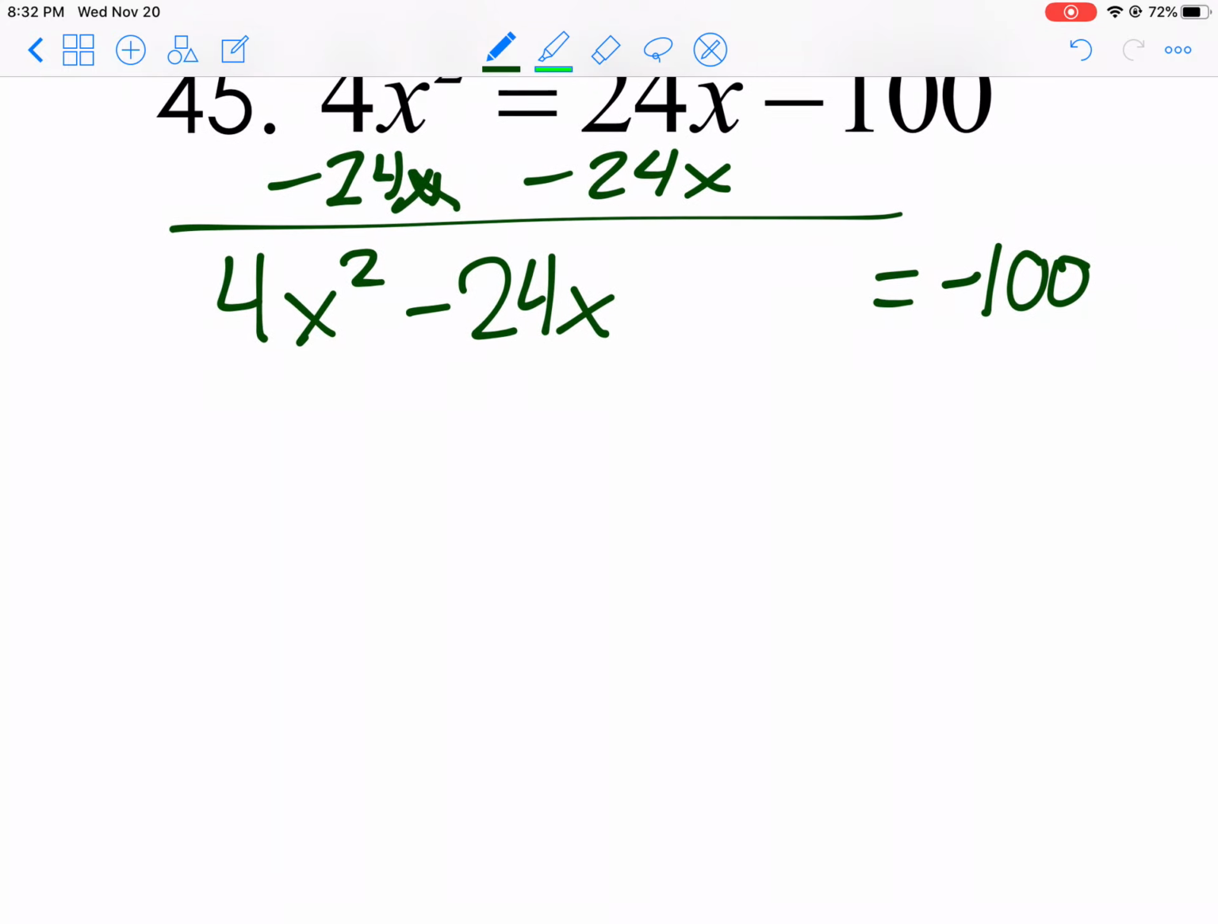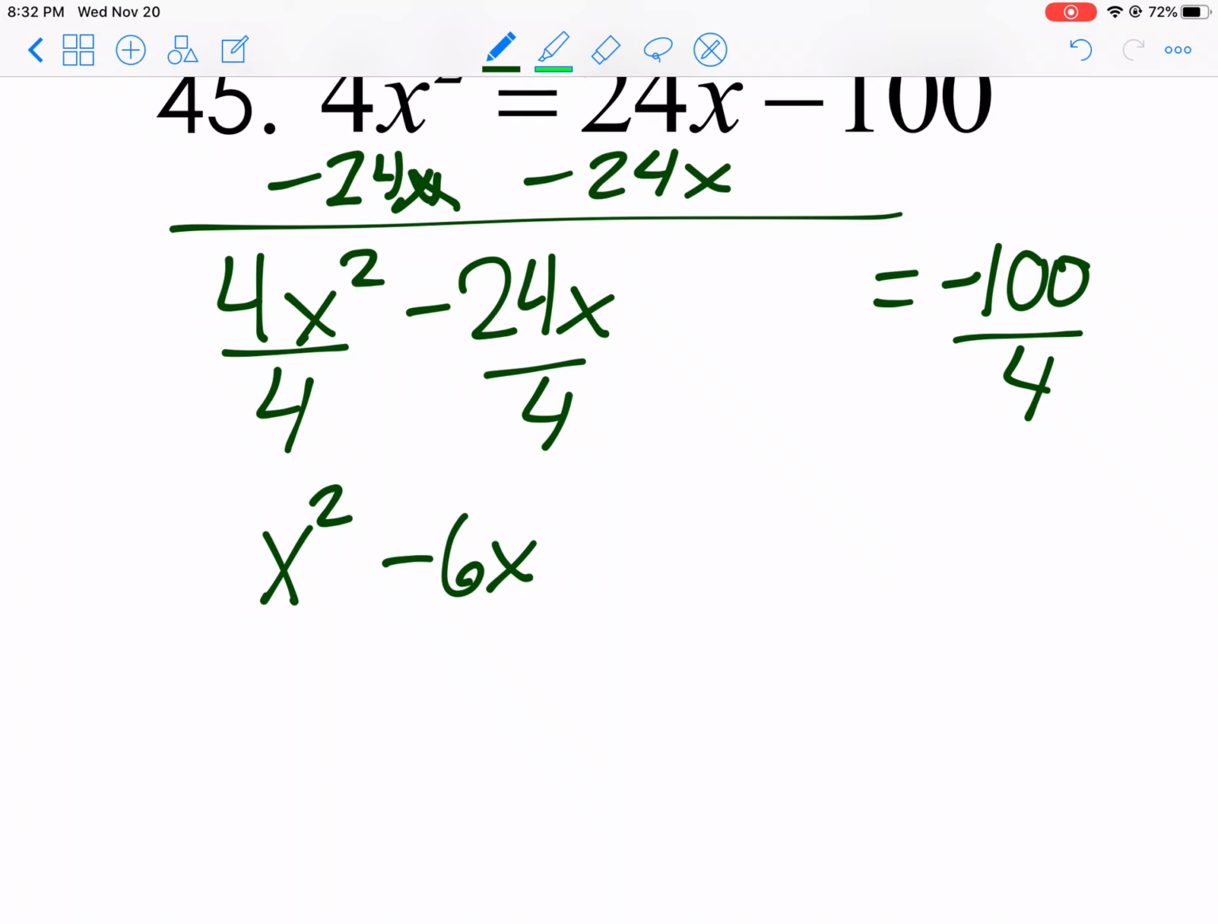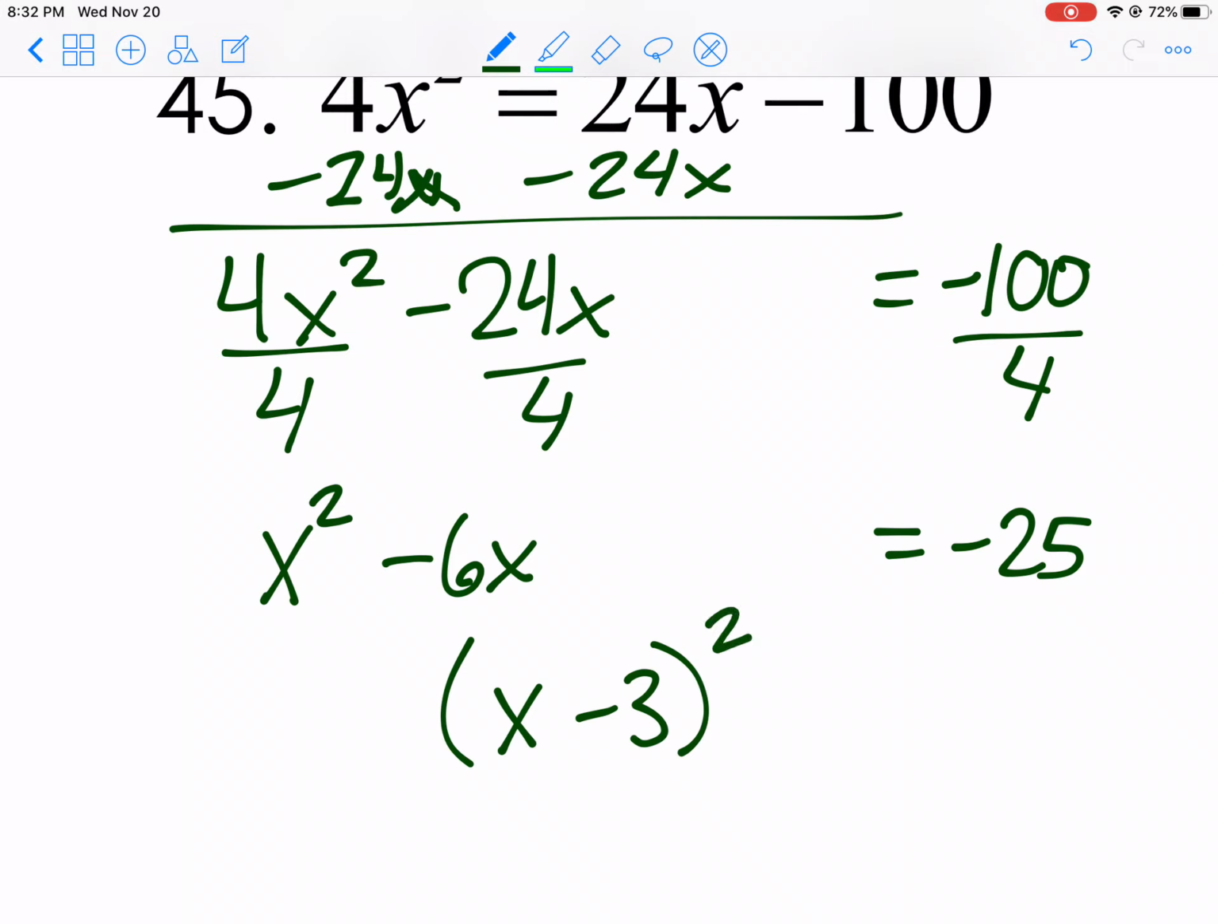All right, what I can do now is divide every single term by 4 because we want a to be 1. So I'll have x squared minus 6x equals negative 25. To solve this, we will have a factor of x minus 3. That's because minus 3 is half of negative 6. And if I take negative 3 times negative 3, I will get 9. So I'm going to add 9 to both sides.